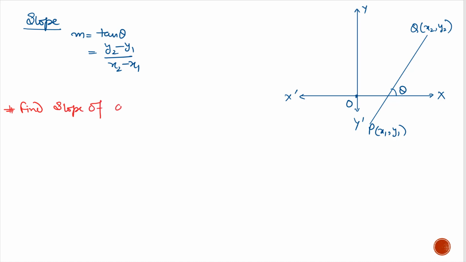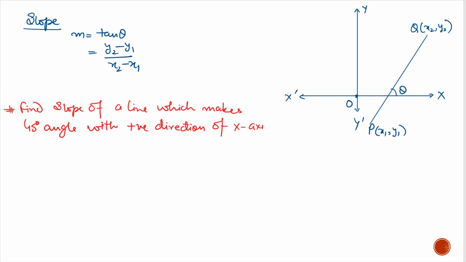First example, find slope of a line which makes angle 45 degree with positive direction of x-axis. Here theta is 45, slope is m equals tan theta, so slope is tan 45 which equals 1.